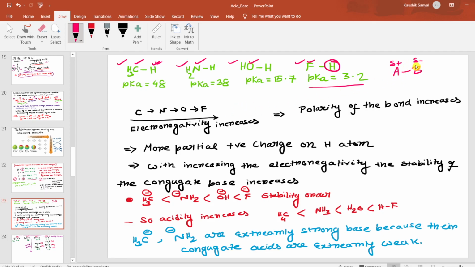So that's why, as the polarity increases, the effective partial charge on each atom increases. Due to that reason, with increasing electronegativity, the stability of the conjugate base increases. Suppose this carbon atom: as we have discussed, if an acid is a very strong acid, then its corresponding conjugate base will be much more stable. So the stability of the conjugate base also decides the strength of an acid.